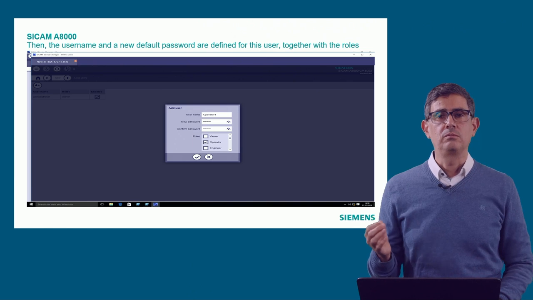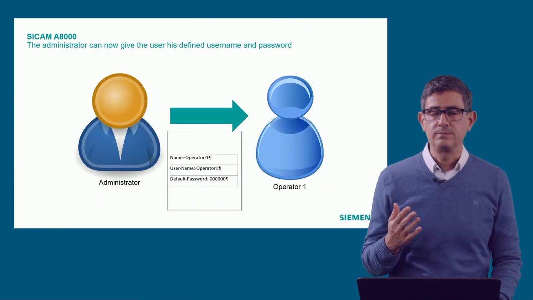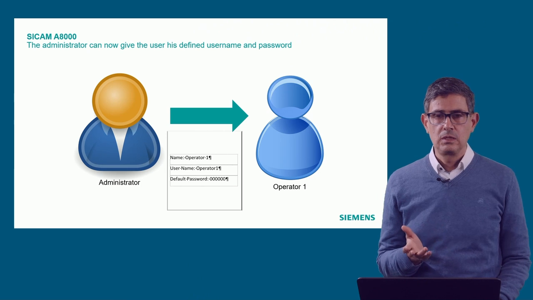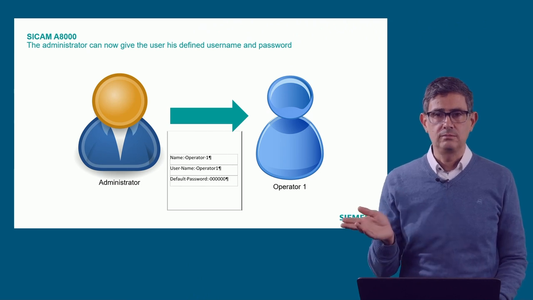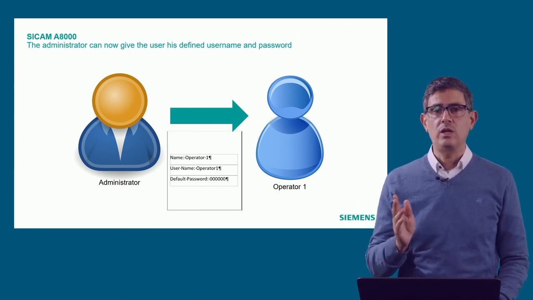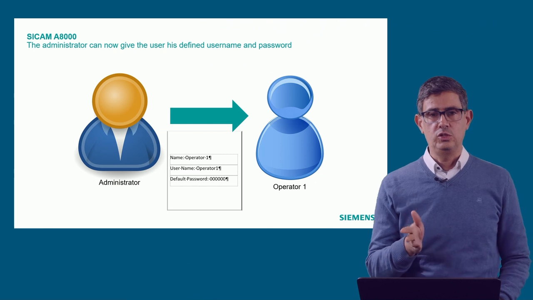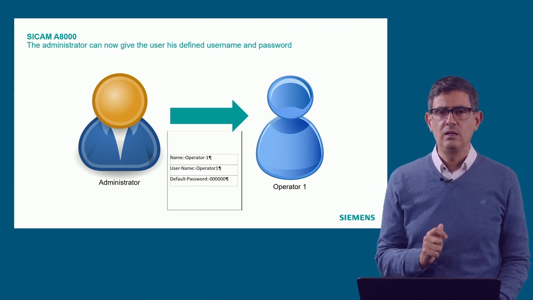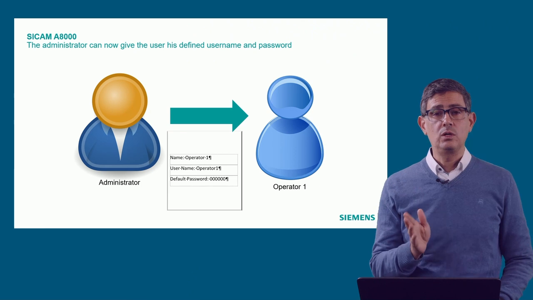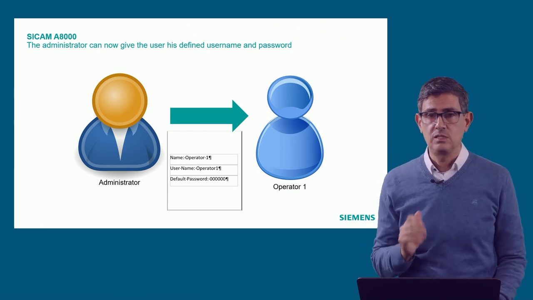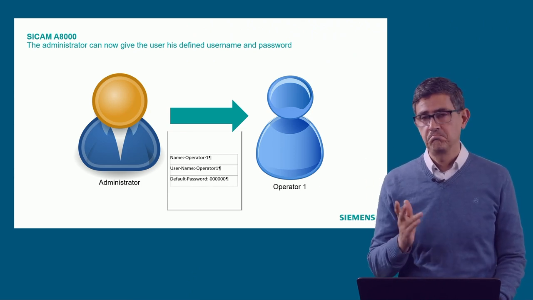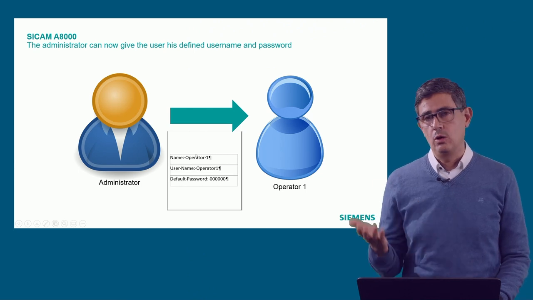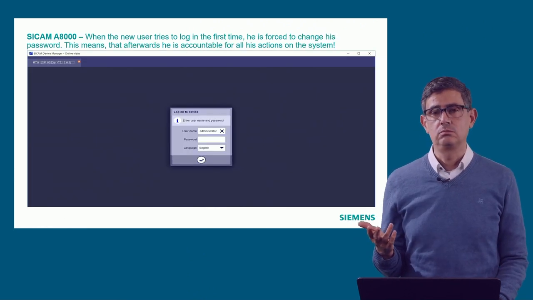Then you confirm. Then what happens? The administrator contacts the operator and tells him, okay, I have created your user. Your username is, for example, operator 1. Your password is this one, for example, 80. Perfect. Then the operator will try to log in to the RTU.